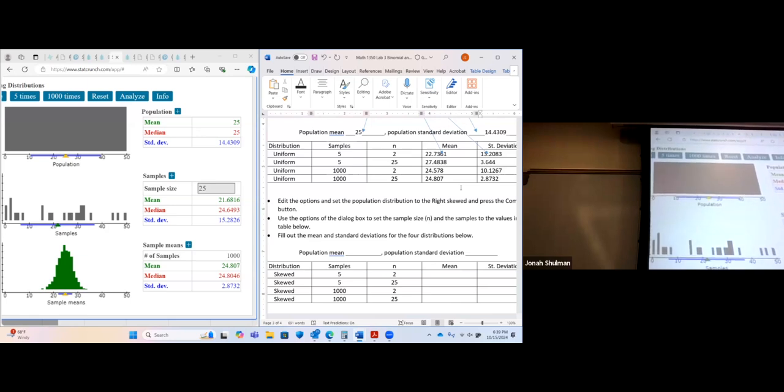The other thing you should have on your numbers is what? As our n gets bigger, your standard deviation should get smaller. Are your standard deviations, the second ones, smaller? And these two numbers should be closer to 25. Are these two numbers closer to 25 for you?